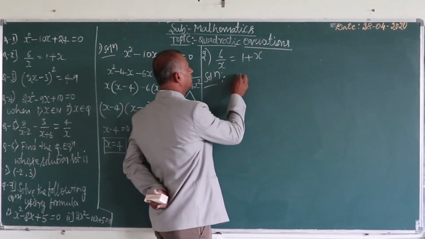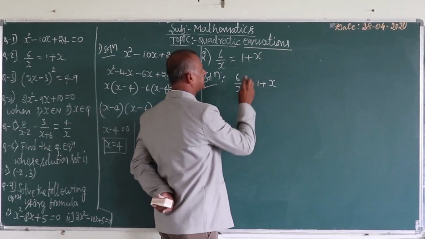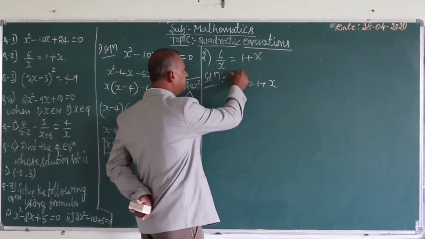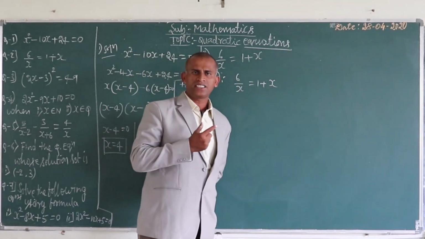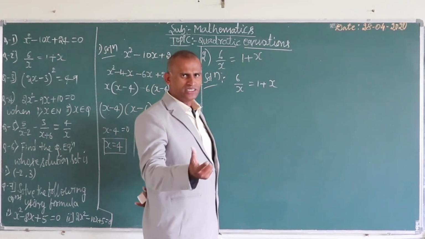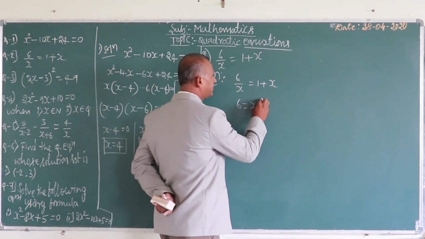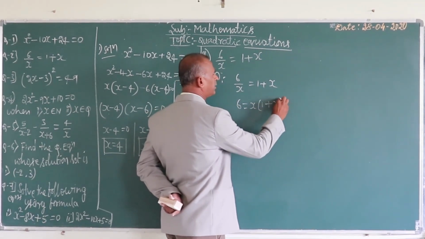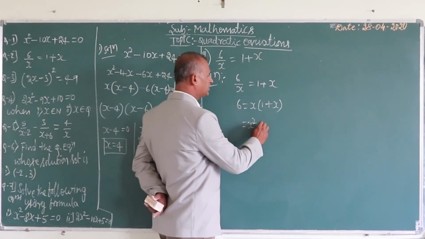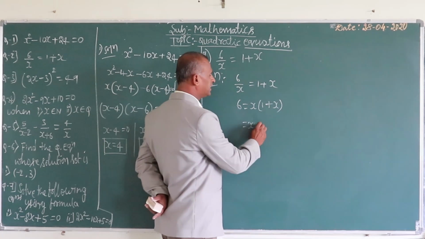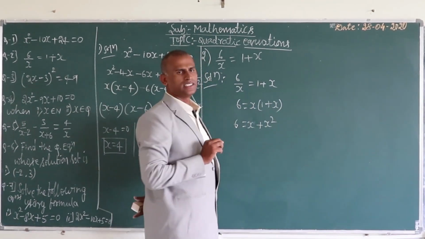We will write 6 by x is equal to 1 plus x. Here the fraction is a single fraction, so the denominator of the fraction we transpose to the RHS, and it will become the numerator. It means 6 is equal to x into 1 plus x. Now we multiply: x into 1 is x, plus x into x is x square, this is 6.